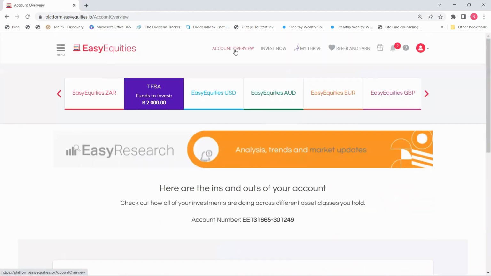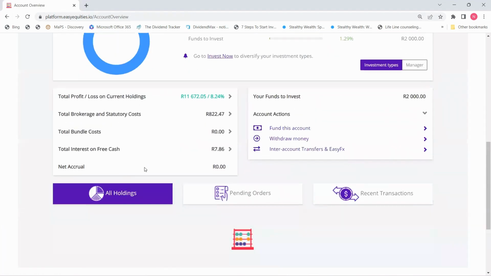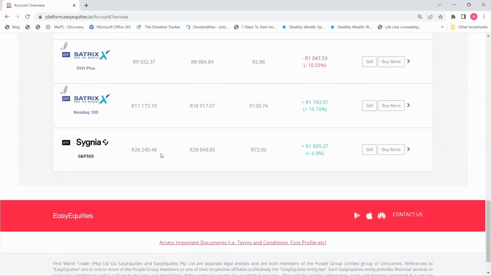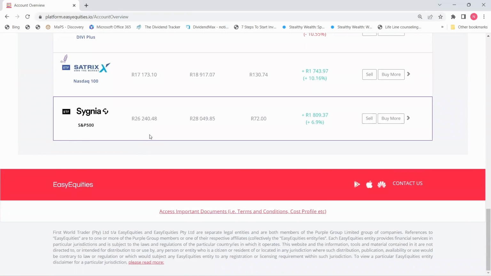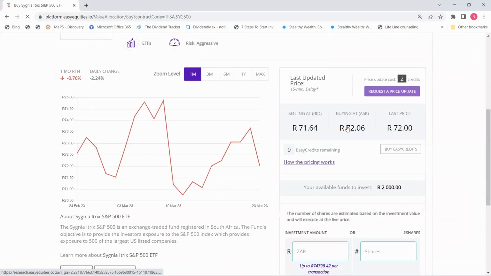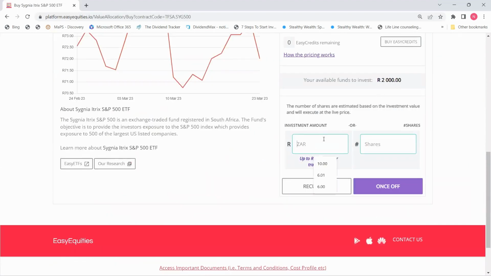And last but not least, I'm going to buy S&P 500, one of my favorite ETFs of all time. Purchase value, which is how much I've invested so far, is 26,240. The current value is 28,049. That's a profit of 6.9%. Buy more. And I'm buying with the rest of the money, which is 2,000 Rand.